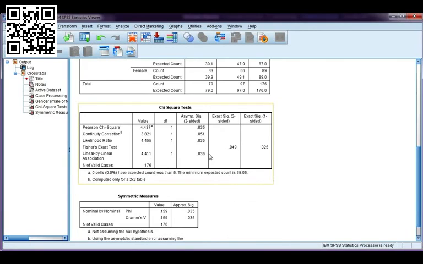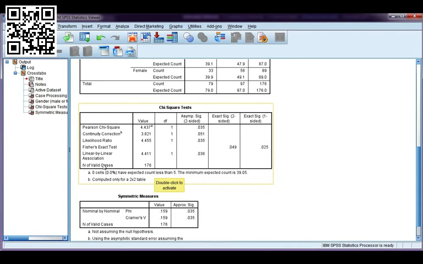So let's look down here at our chi-squared test table. Now at the bottom, we need to read the first item, which tells us what percentage of the cells have expected count less than 5. This is important because it's an assumption of the chi-squared test. If this percentage is greater than 20%, then this assumption has been violated and we need to take a different course of action. But for this example, this assumption has not been violated because 0 cells have an expected count less than 5. We can see the minimum is actually 39.05. In another example, I will show you what to do when that assumption is violated.